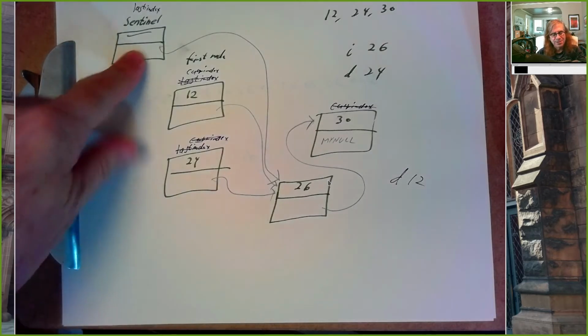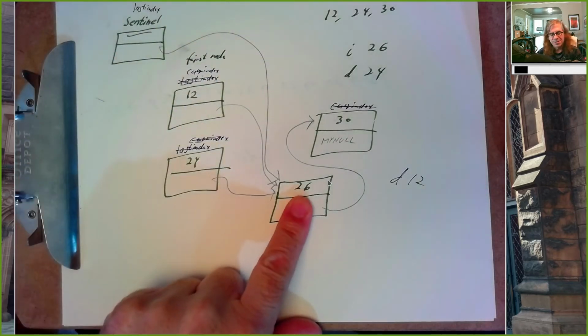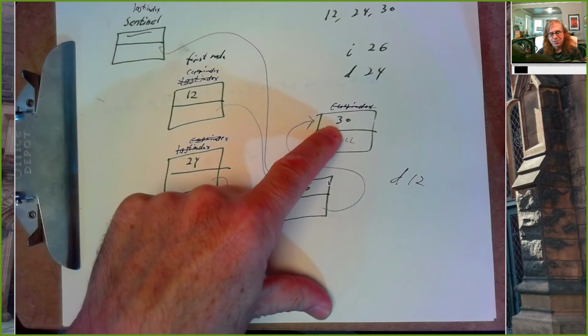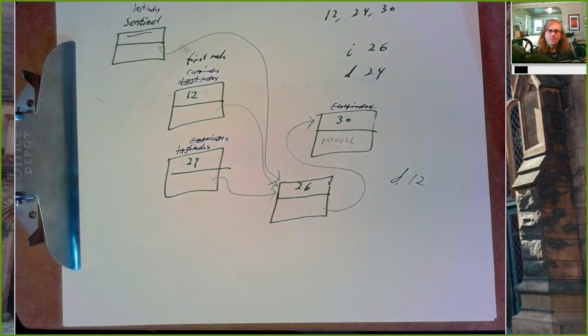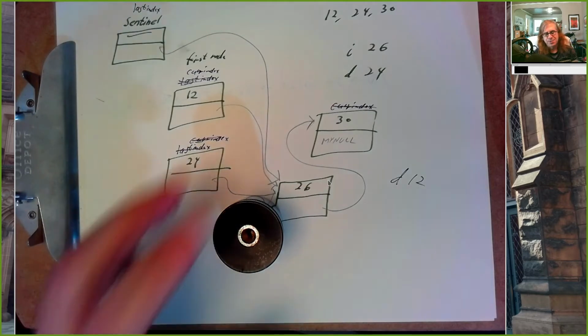Start at the sentinel, that points to our first node, which is a 26. That points to the next node, a 30, and that's the end of the list. So the sentinel is a nice trick that stops us from having to have something that tells us where our list begins.